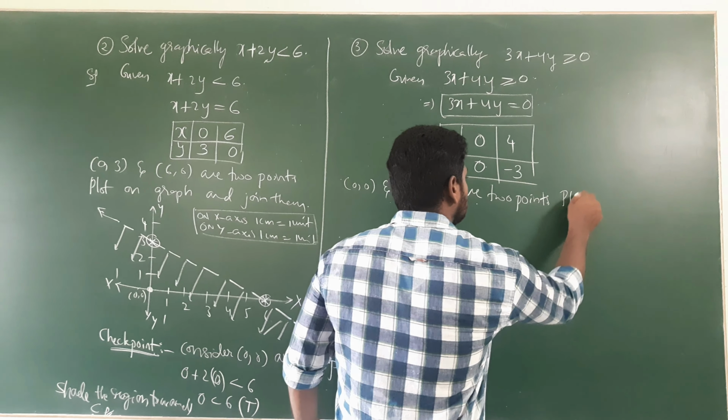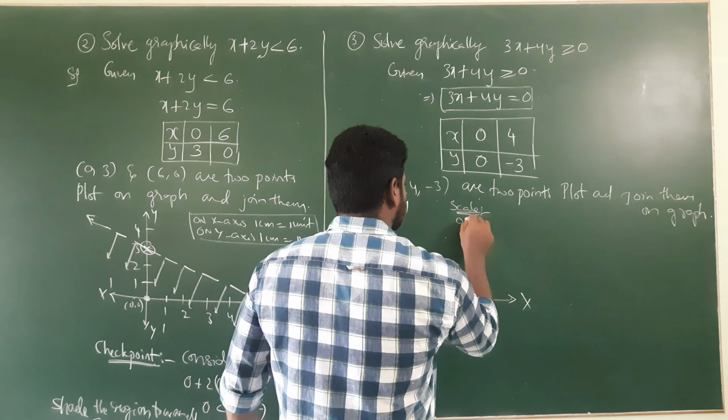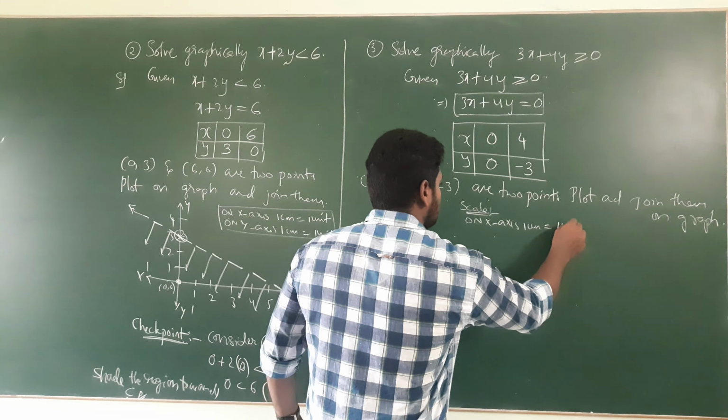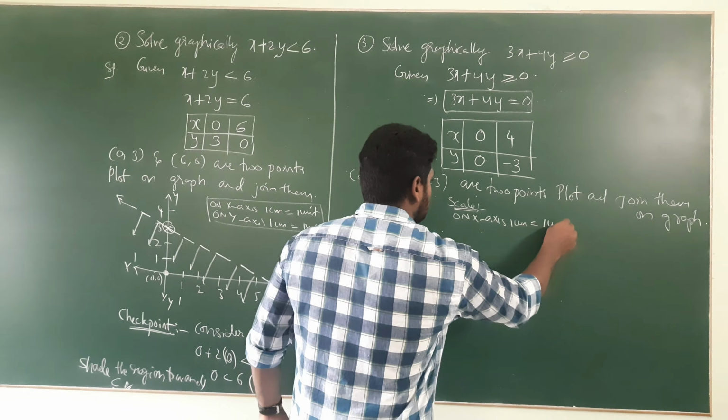This is x dash, this is x, this is y, this is y dash. On the graph we should not leave any point. This is a scale. Here you need to write the scale. That scale is on the x axis: 1 centimeter is equal to 1 unit. On the y axis also, 1 centimeter equal to 1 unit.